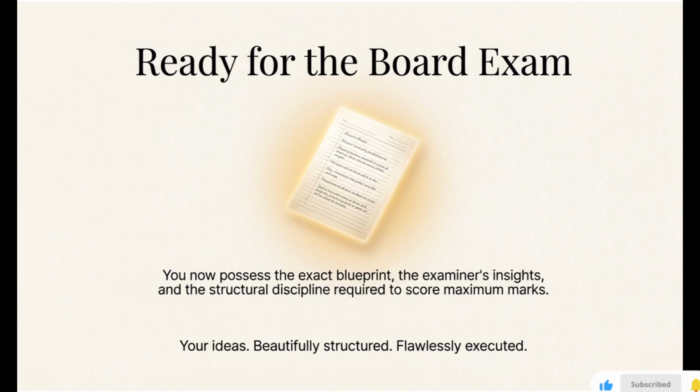Final message. By following this simple blueprint, you can write effective and well-structured articles in your board examination. Understanding the structure, meeting the examiner's expectations, and carefully editing your answer can help you score maximum marks.